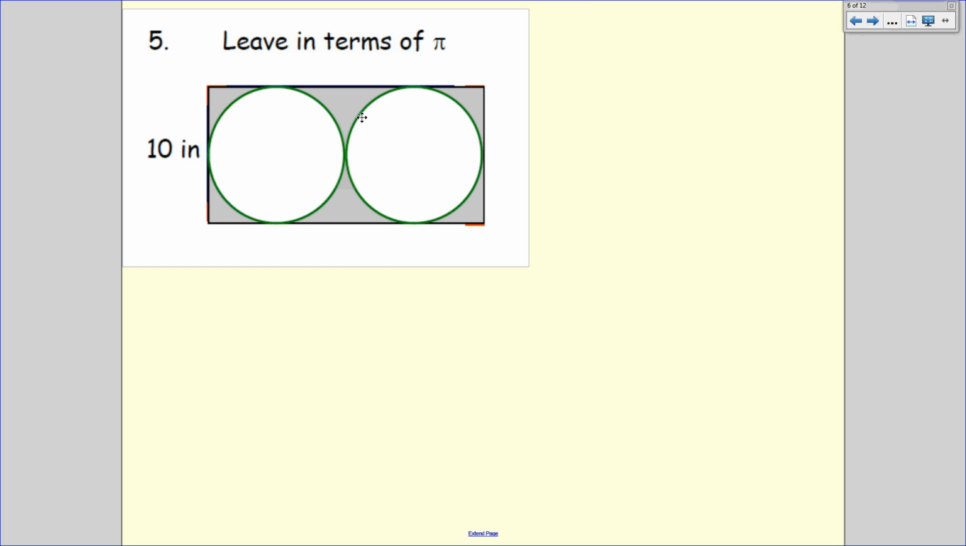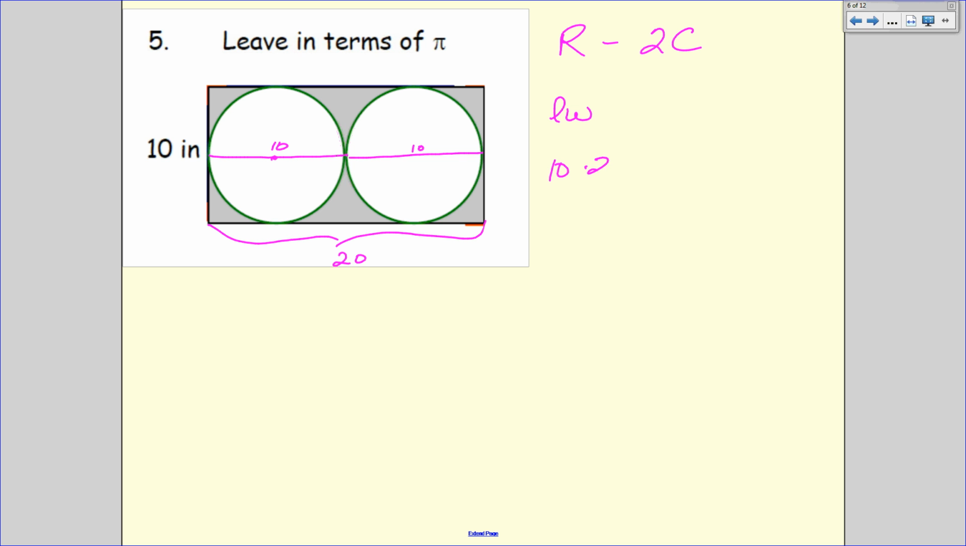Okay, number five. Well, now I see that I have a rectangle and two circles. So I'm going to go rectangle minus two circles. Well, if the diameter of the circle is 10 this way, then isn't the diameter of the circle 10 this way? And the diameter of this circle is also 10 because it's still the same height. So that makes the length of this rectangle 20. So the rectangle is length times width, which is 10 times 20.